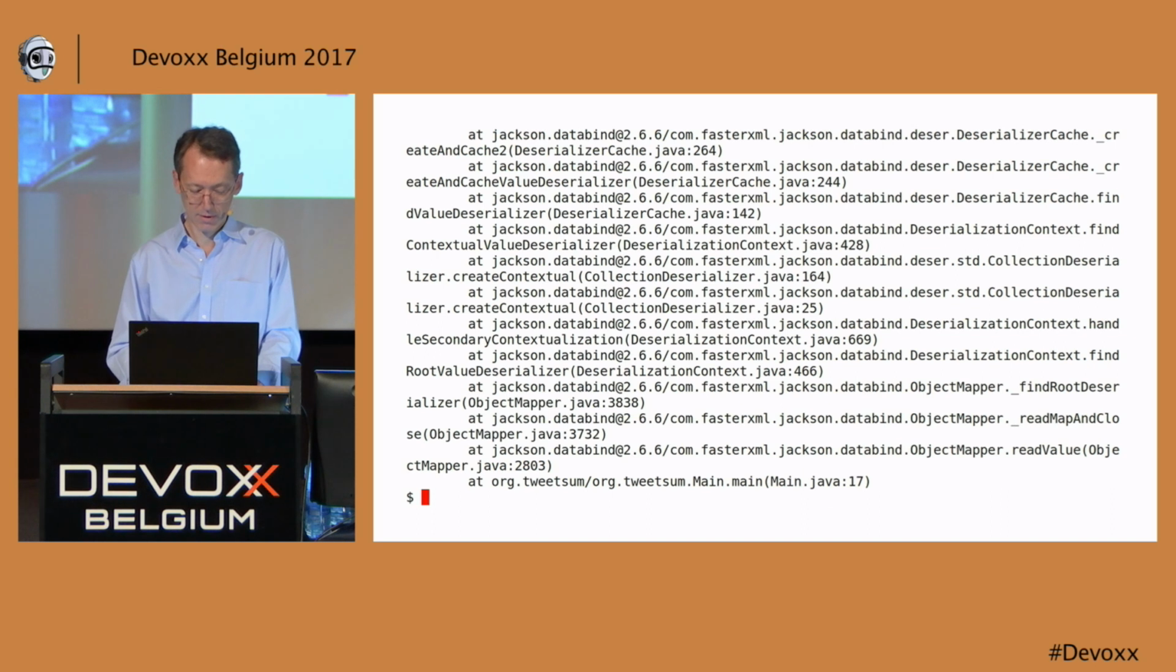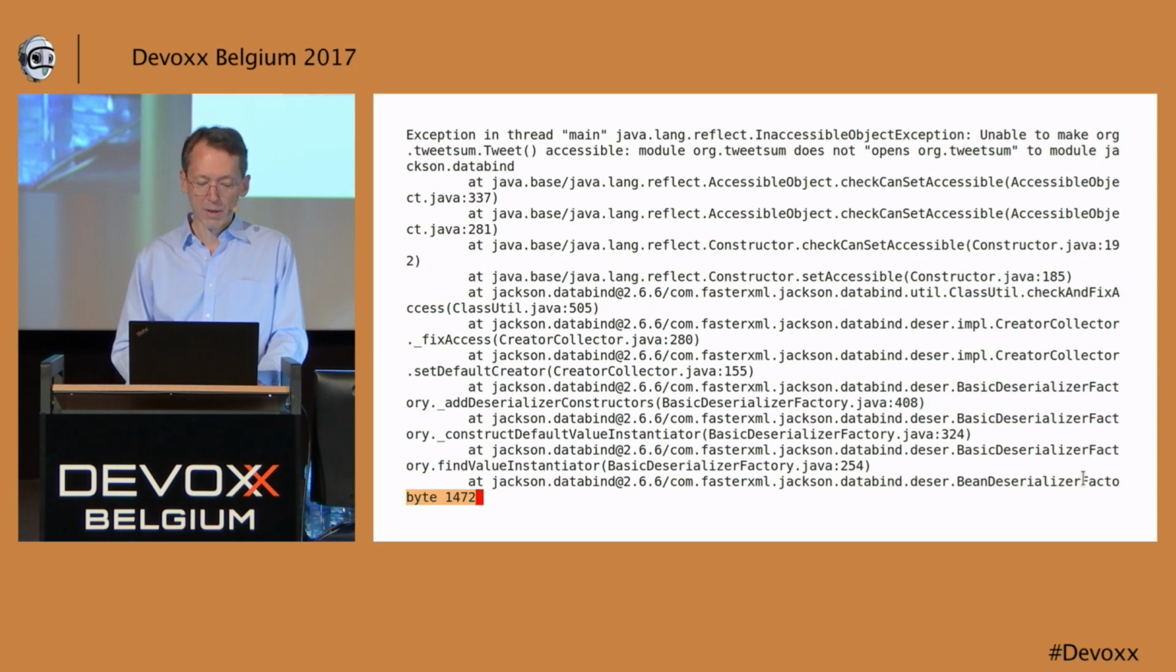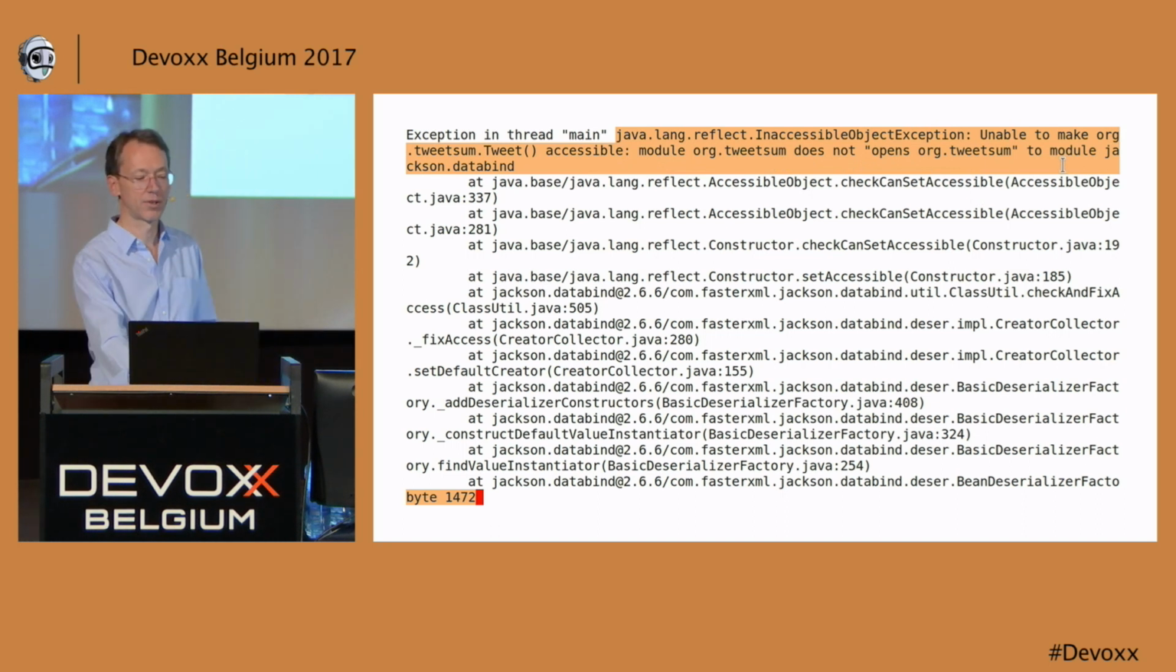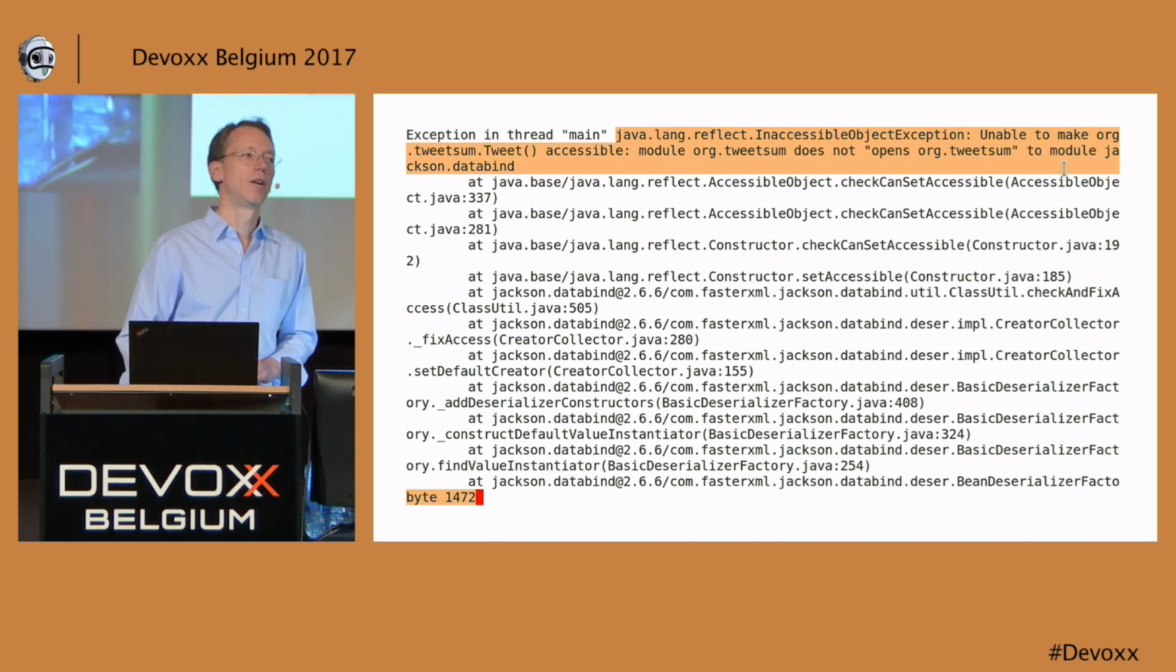All right. No, it's not. All right, what happened? What happened was, let's see, exception in thread main, java.lang.reflect.InaccessibleObjectException, unable to make org.tweetsome.Tweet accessible, module org.tweetsome does not open org.tweetsome to module jackson.databind. What is going on here?